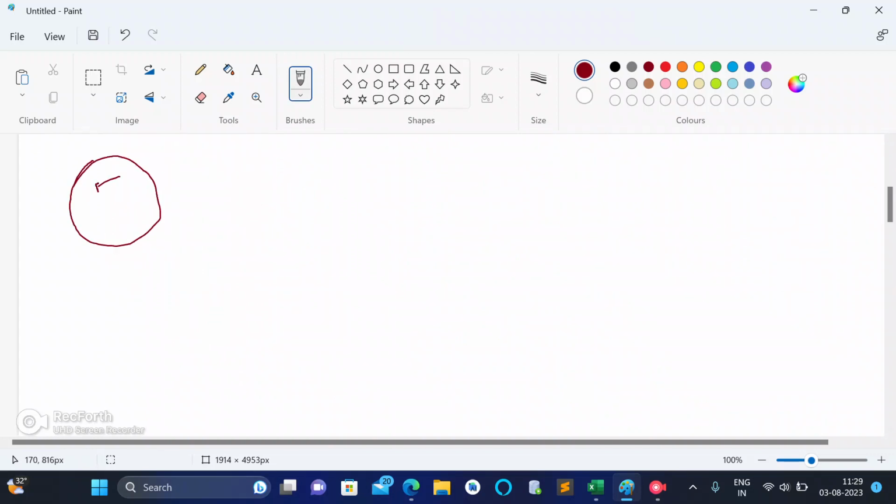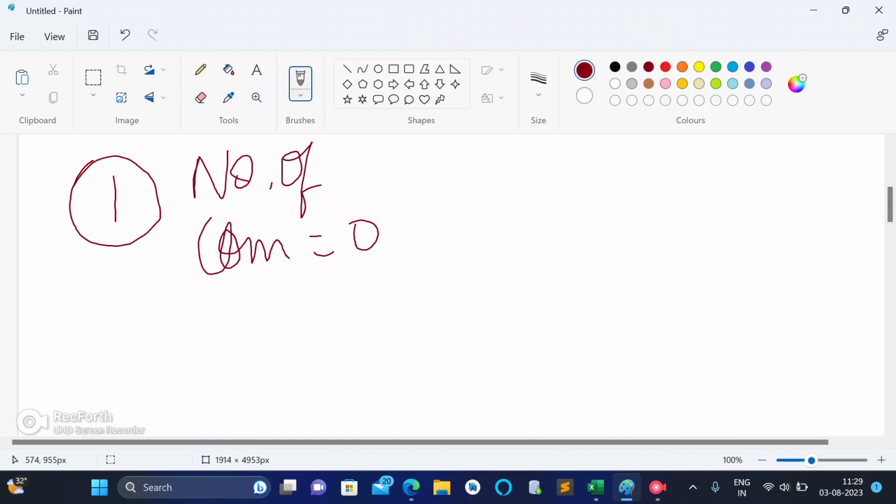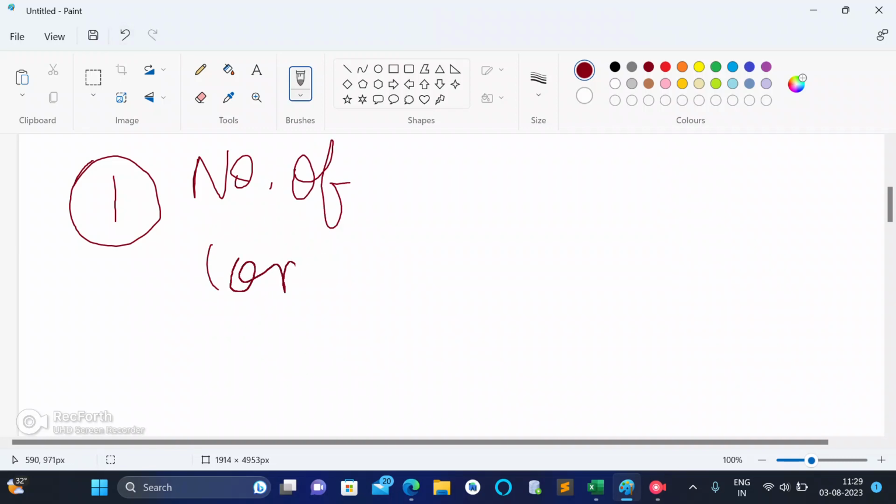You can easily think of it if there is only one node, let's say node 1. You can see that there are no edges coming out of 1. So we can say the number of connections is equal to 0.